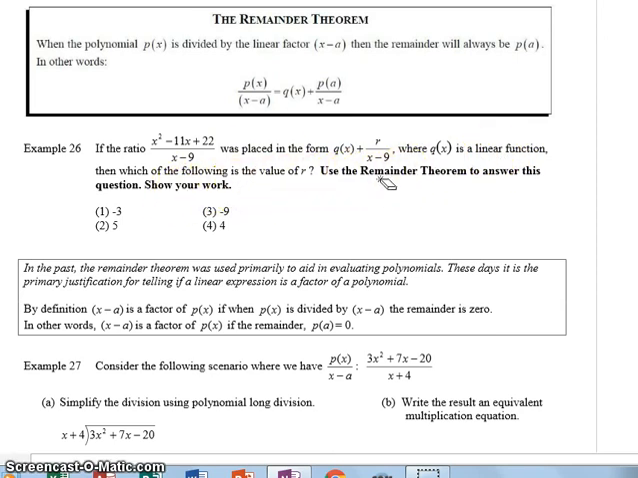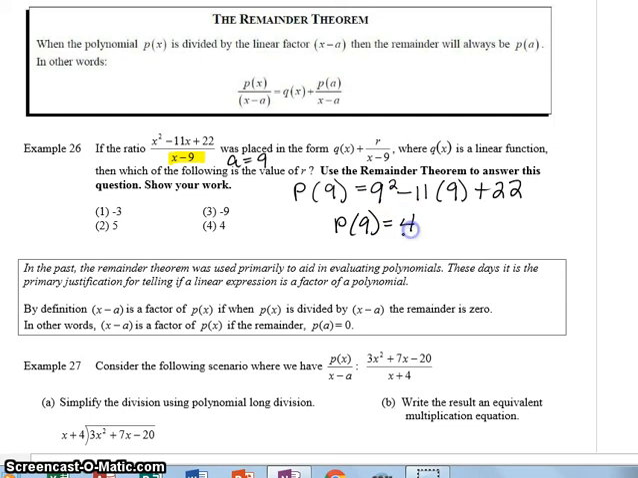Okay, so now, p of a, remember, your a in this case, we know that a is 9. So if I find p of 9, that's my remainder. Remember, p of a equals the remainder. So p of 9, you go back to the original. You go 9 squared, the numerator there. That's your p of x. So 9 squared minus 11 times my 9 plus 22. And I know p of 9 is equal to 4. That means that's my remainder.